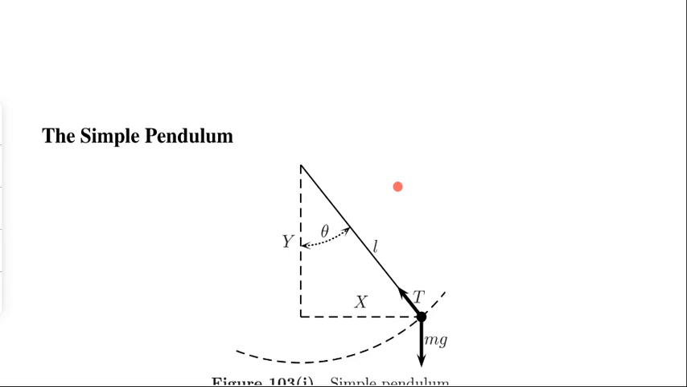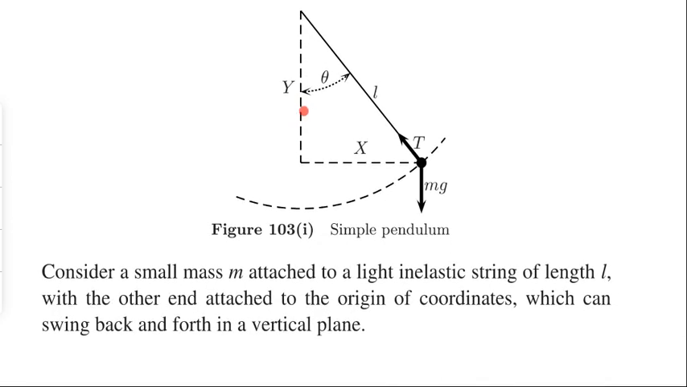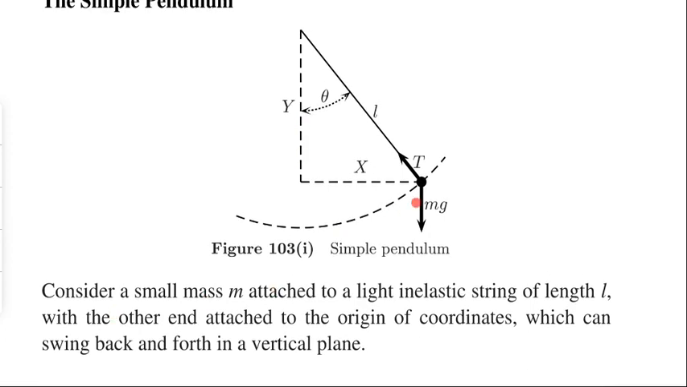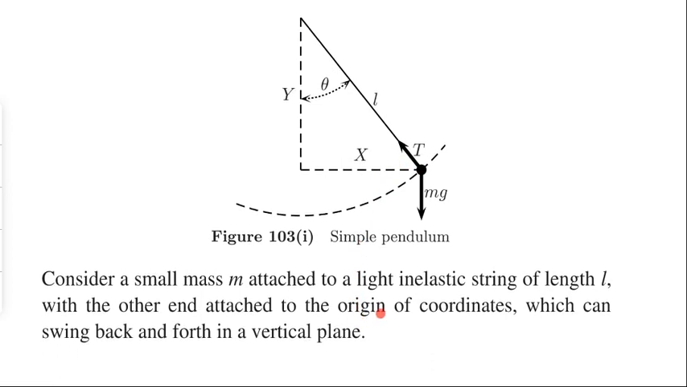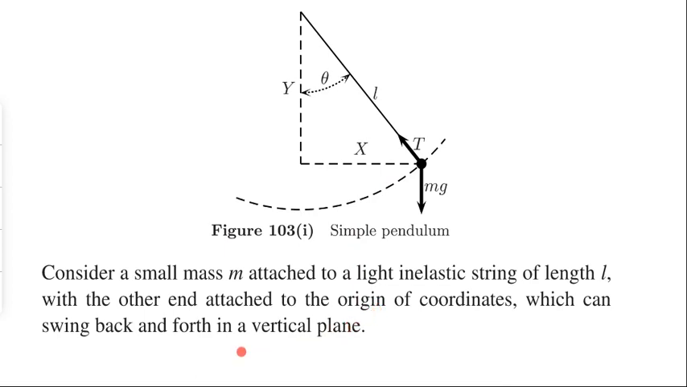Consider a simple pendulum. Here we want to consider a small mass m attached to a light inelastic string of length L. So here we have a mass m attached to this point, and here we will have a light string of length L. We want it to swing back and forth in a vertical plane.